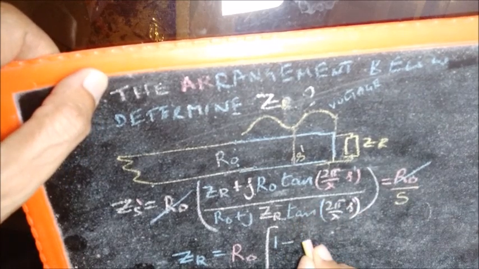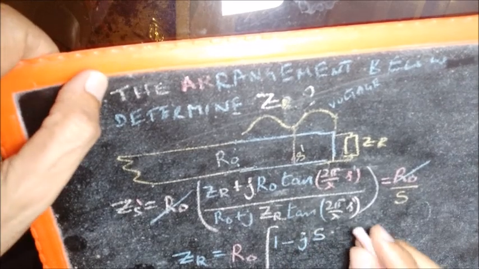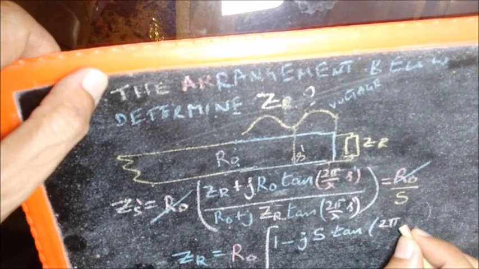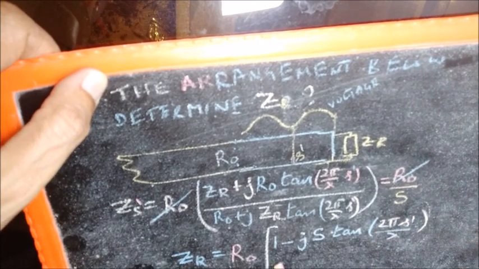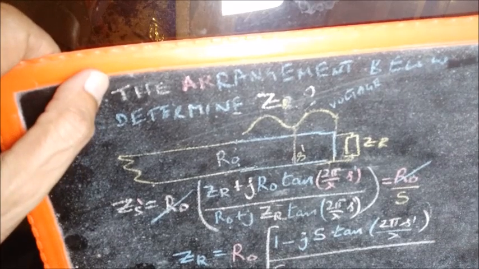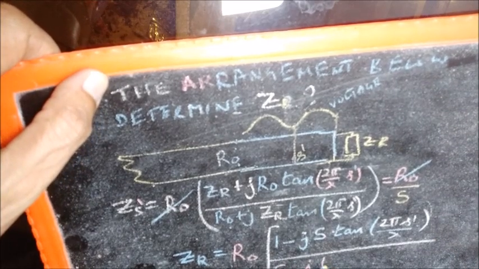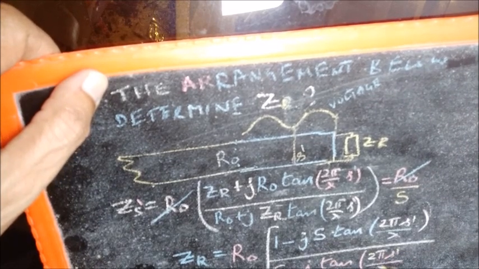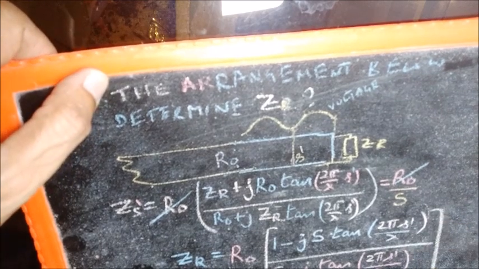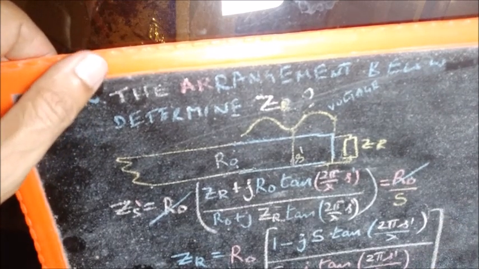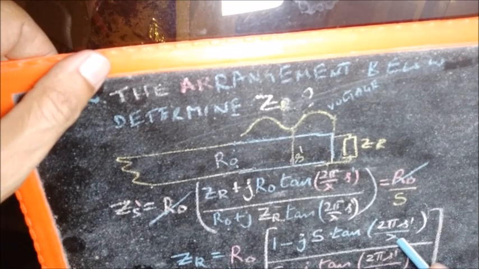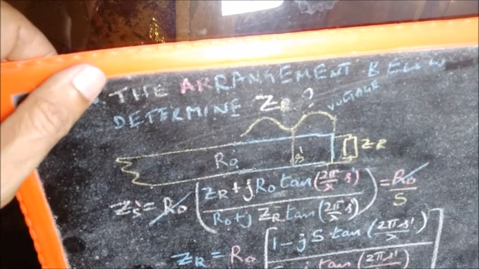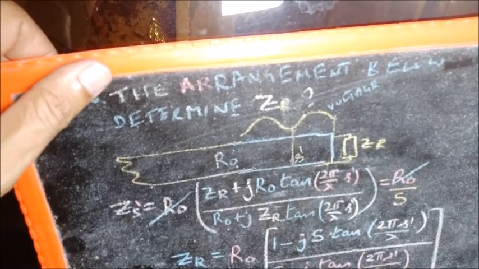R naught times (1 minus j S tan(2 pi S dash by lambda)) divided by (S minus j tan(2 pi S dash by lambda)). So if you know R naught, you know lambda, you know S dash, and of course the standing wave ratio you can find out because you know the voltage maximum and minimum. With all this information, you can find out the load impedance.